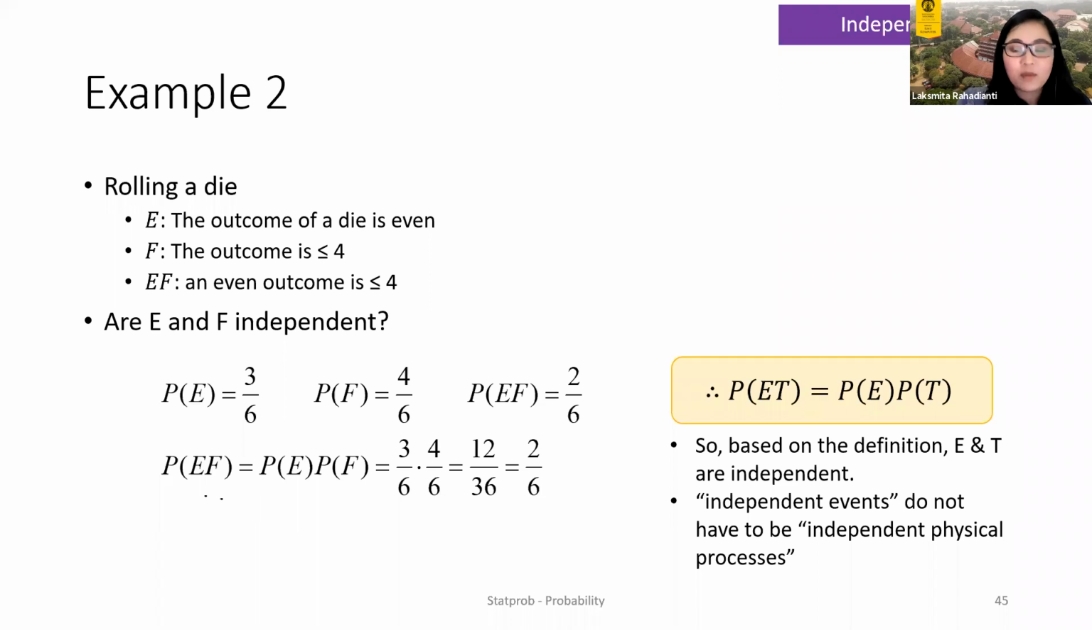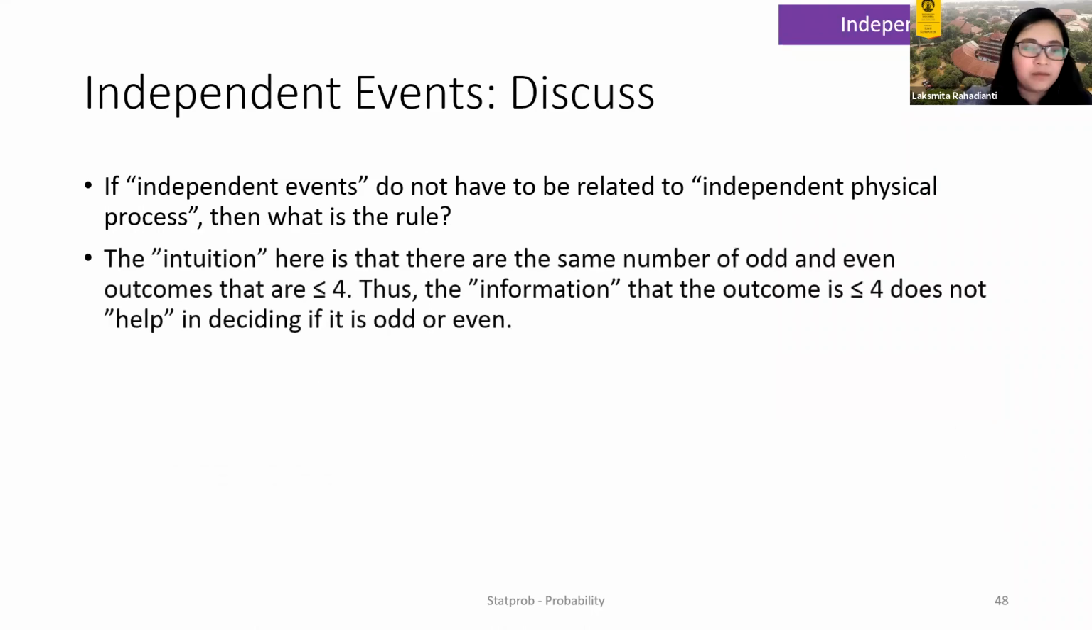So be careful with the term independent. It is not directly translatable in Indonesian to saling lepas, because in this particular example that we use here, this die is the same physical die. So it does not always mean that a physically dependent event will automatically be dependent. The independent events do not have to be independent physical processes. So as a discussion, that is not what determines what independent events are, so it has nothing to do with whether or not they're two different physical things.